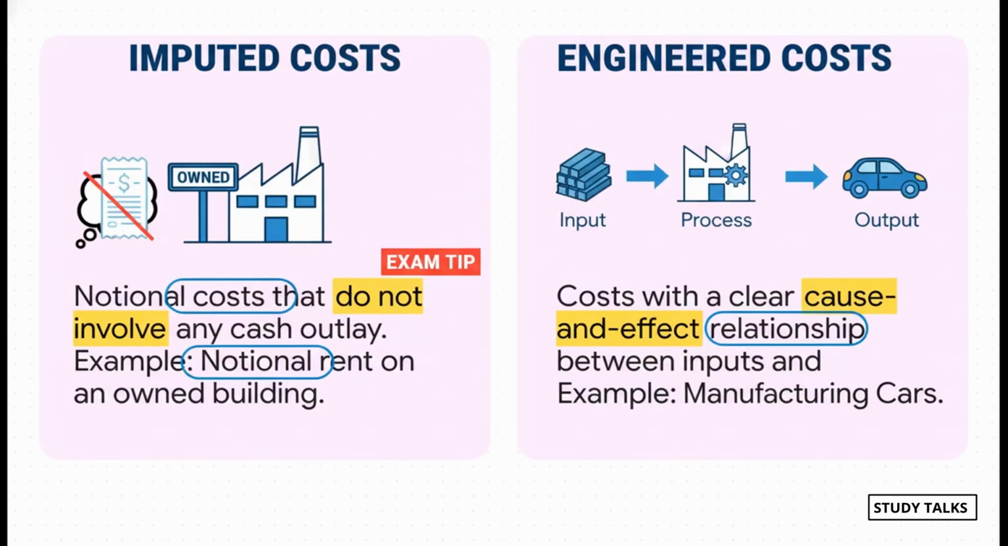Two more quick ones for you here. First, imputed costs. These are also called notional costs. Basically, they're pretend costs. There's no actual cash payment involved, but we include them when making decisions to get a fairer comparison. The classic example is if you own your factory, you might charge a notional rent to it, just so you can properly compare its performance against a factory you are actually renting. On the other hand, engineered costs are costs that have a super clear, direct cause and effect link between the input and the output, like the exact amount of steel needed to build one car.